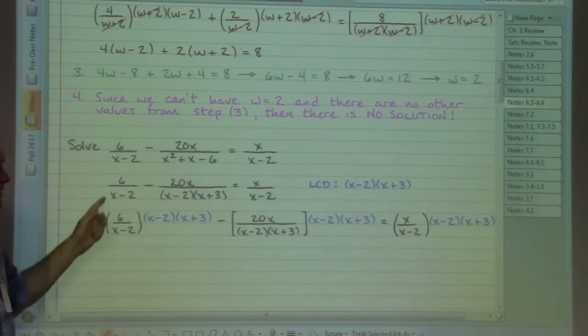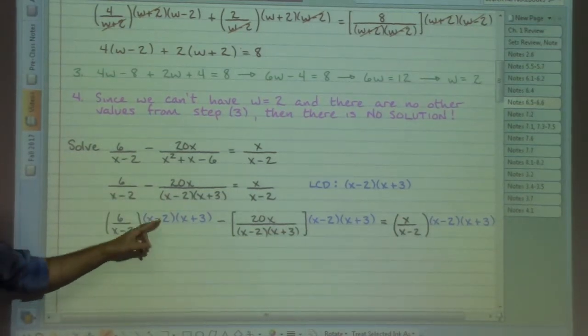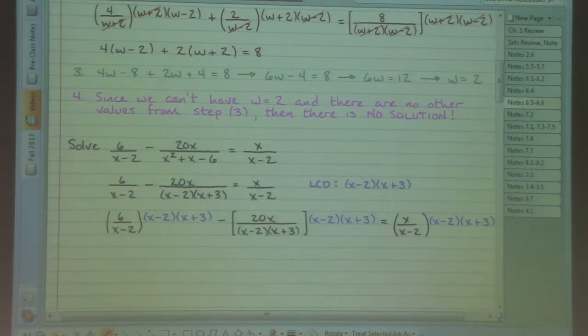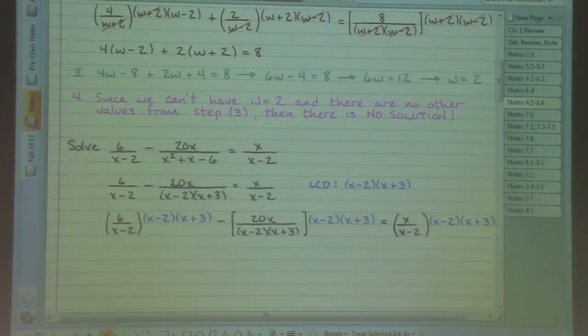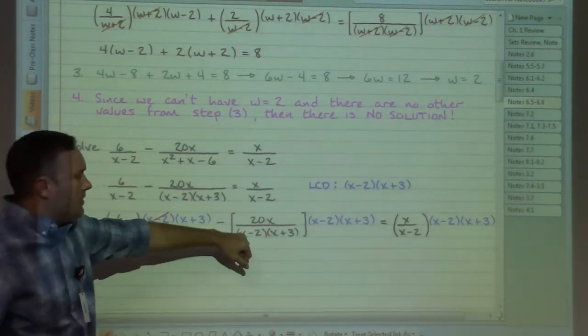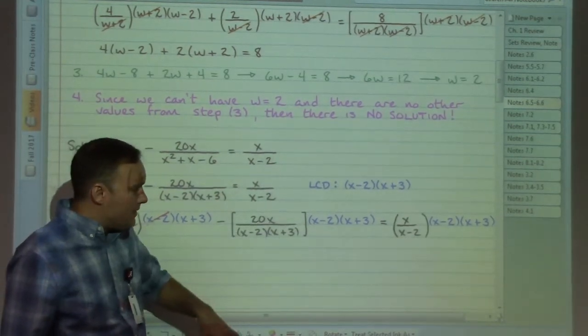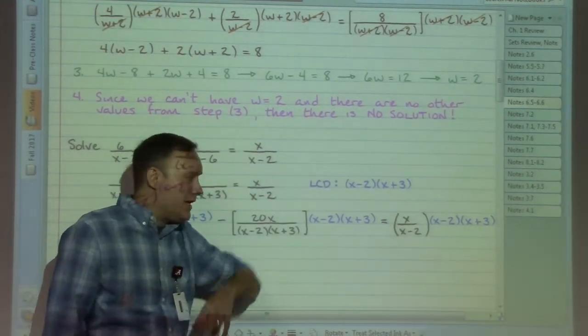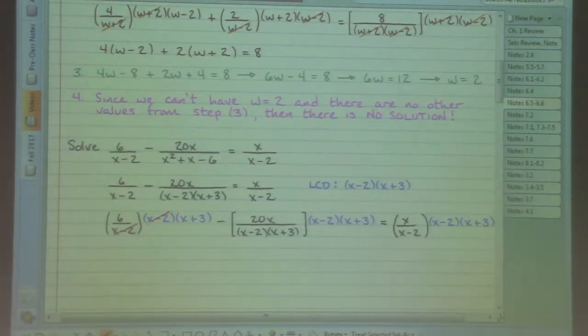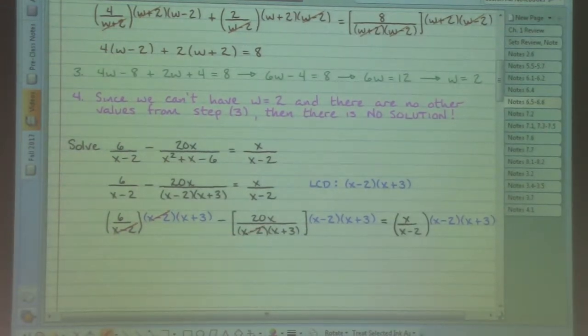From that first fraction, we've got an x minus 2 on the bottom, we've got an x minus 2 written in blue. Those can get slashed out. In that second fraction, we have an x minus 2 on the bottom and an x minus 2 in blue. We've got an x plus 3 on the bottom, we've got an x plus 3 in blue. We can slash out both of those.